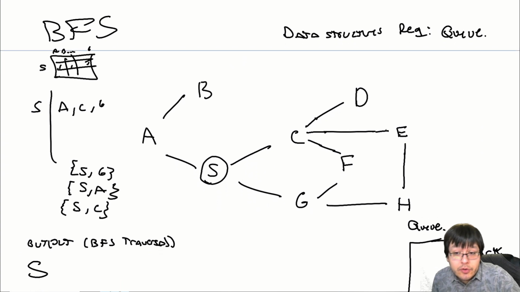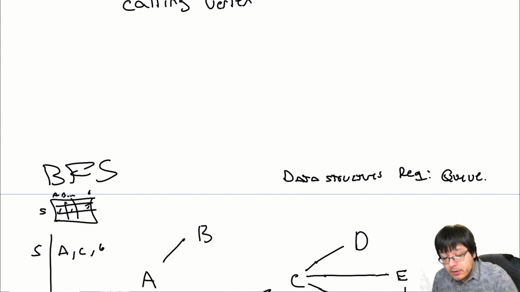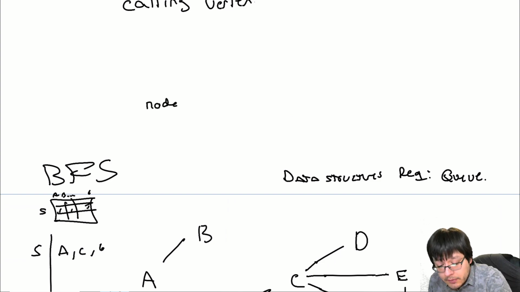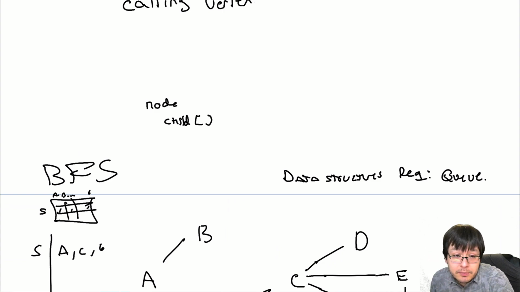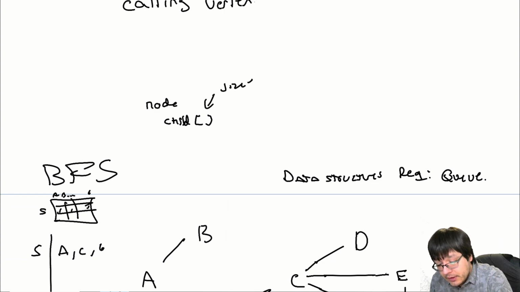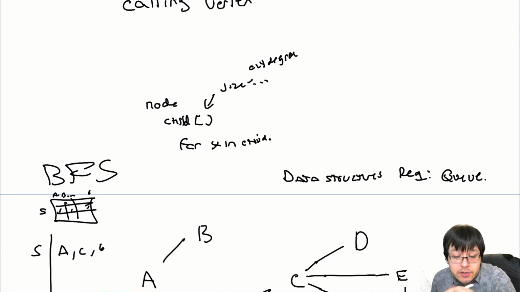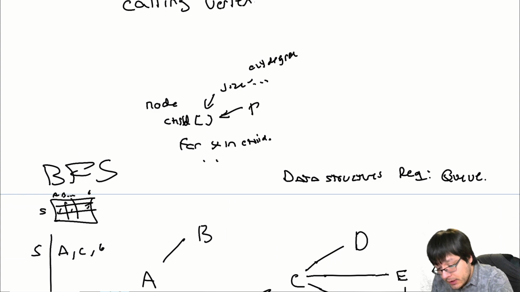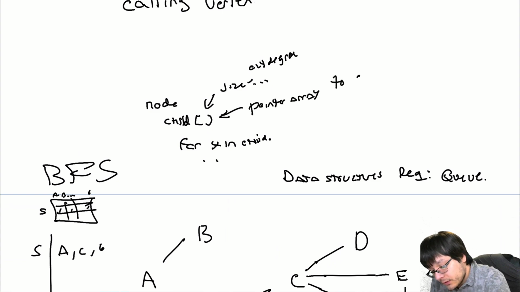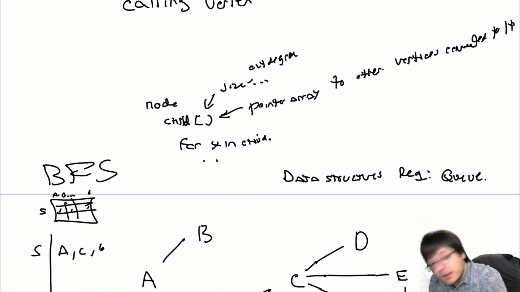The final one is if you were using pointers. If you were using pointers, you would have something called a node. And in that node, you have something like a child array, I suppose. And that array is dynamically allocated so that you can make it the size that it has to be. And that size is going to be your out degree. So what you can do is put that in a for loop that goes through each of those children and gets you what they are. It's a pointer array to other vertices connected to it. Okay.